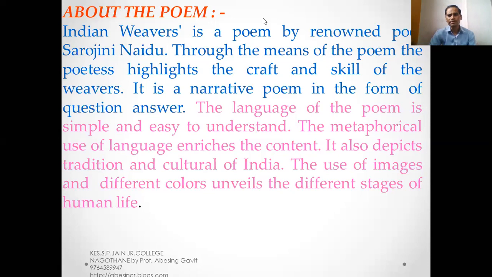The language of the poem is simple and easy to understand. The metaphorical use of language enriches the content. It also depicts the tradition and culture of India. So mostly she has given her importance to the culture and tradition of India, or the traditional occupations of India. Now next, the use of images and different colors unveils the different stages of human life. What are the different stages of human life? Those are described with colors. Different colors are used by the poetess here, like for a birth one color, for a marriage a different color, and for a dead person, the body of the person is wrapped in a cloth, and for that cloth also she has used a different color.